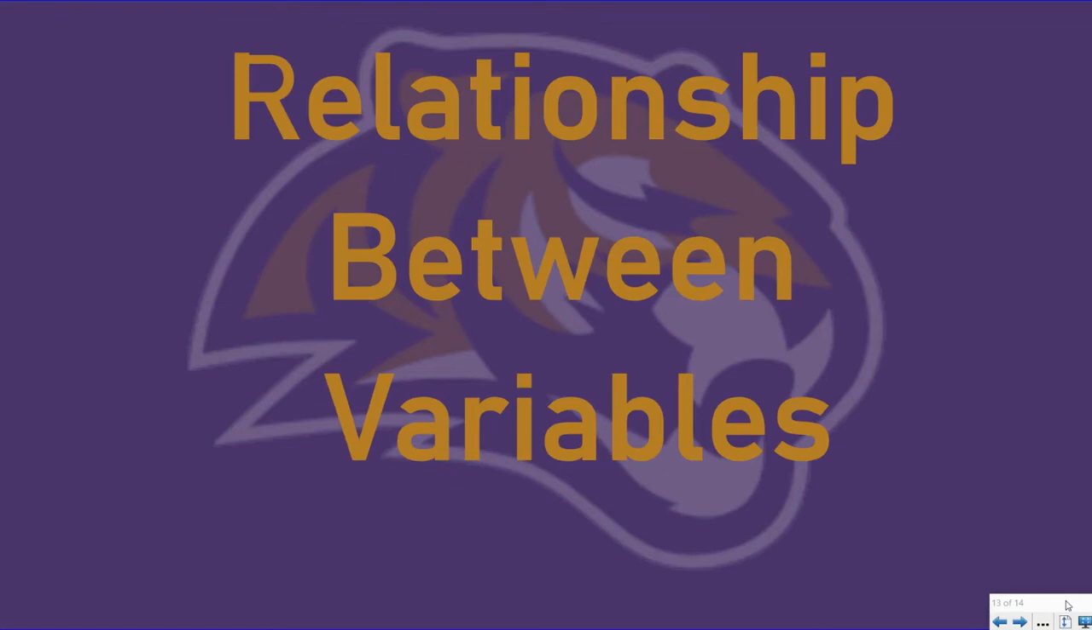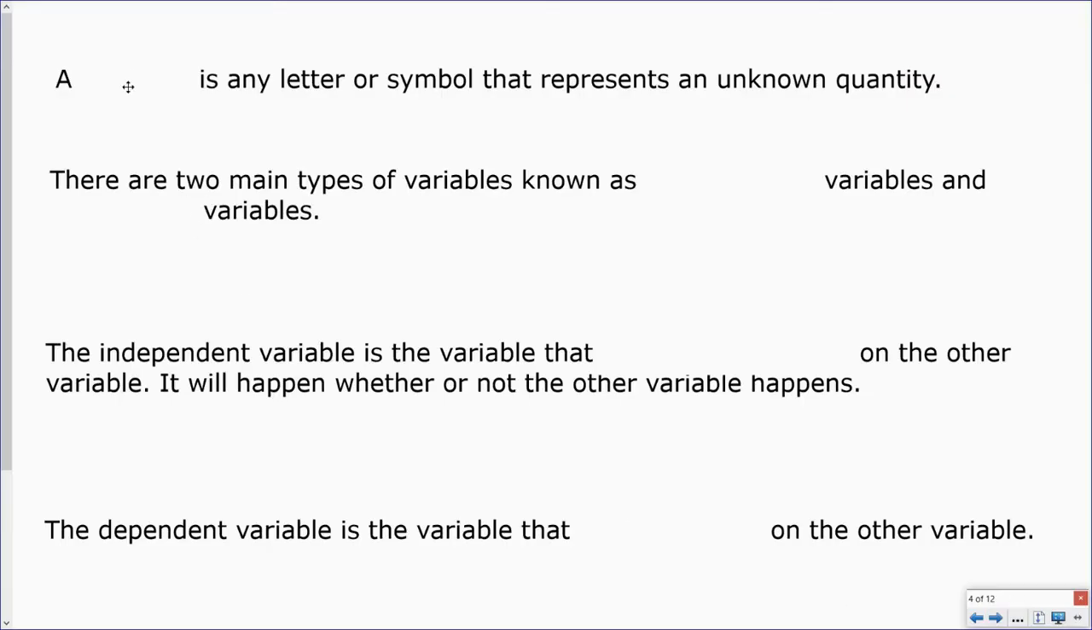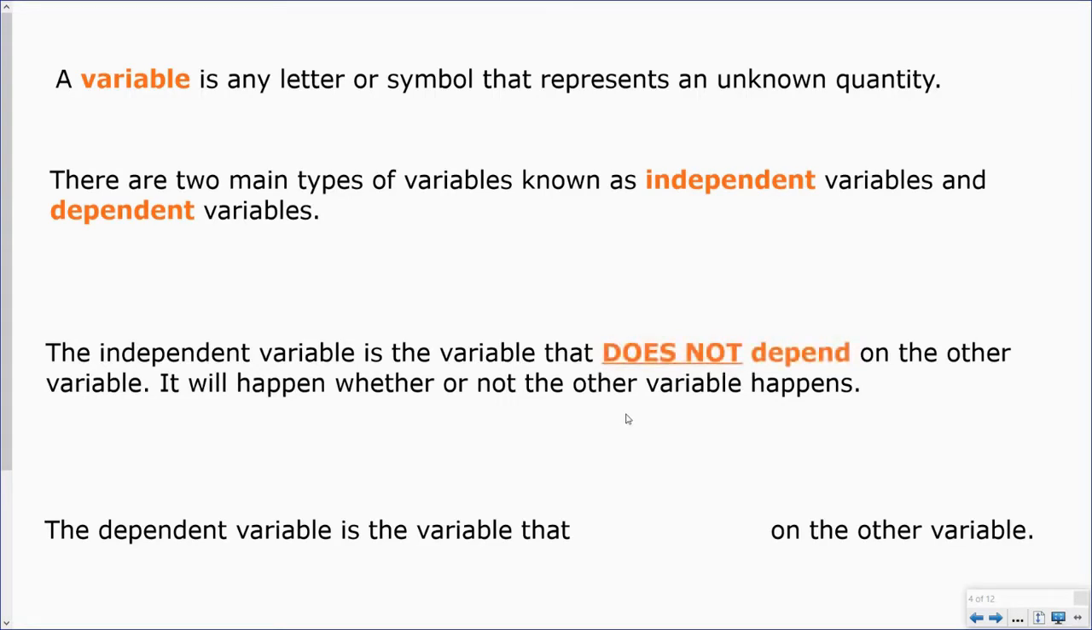In this video, we will take a look at the relationship between the different variables. Just a reminder that a variable is a letter or symbol that represents an unknown quantity. There are two main types of variables, known as the independent variables and the dependent variables. The independent variable is the variable that does not depend on the other variable to happen. It will happen whether or not the other one happens. The dependent variable is the variable that does depend on the other variable.